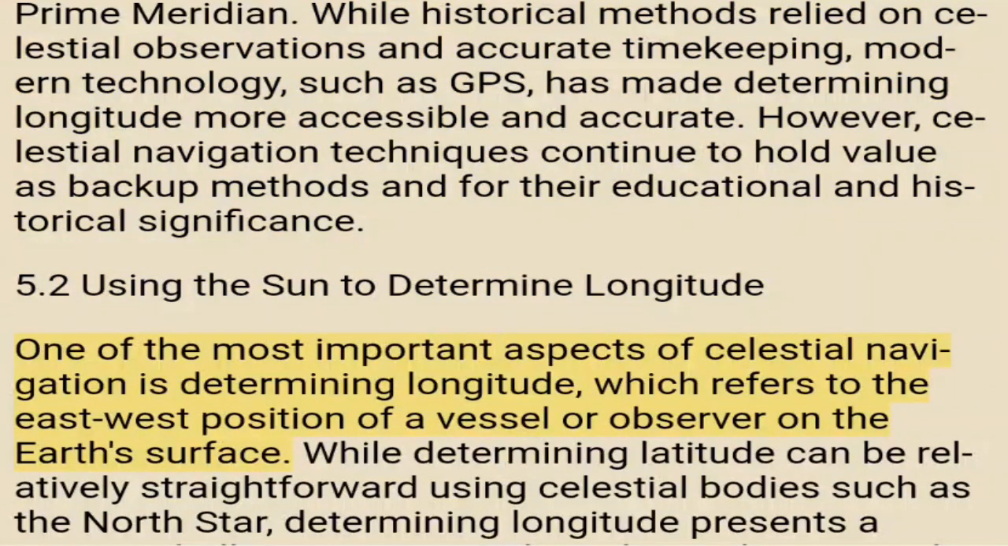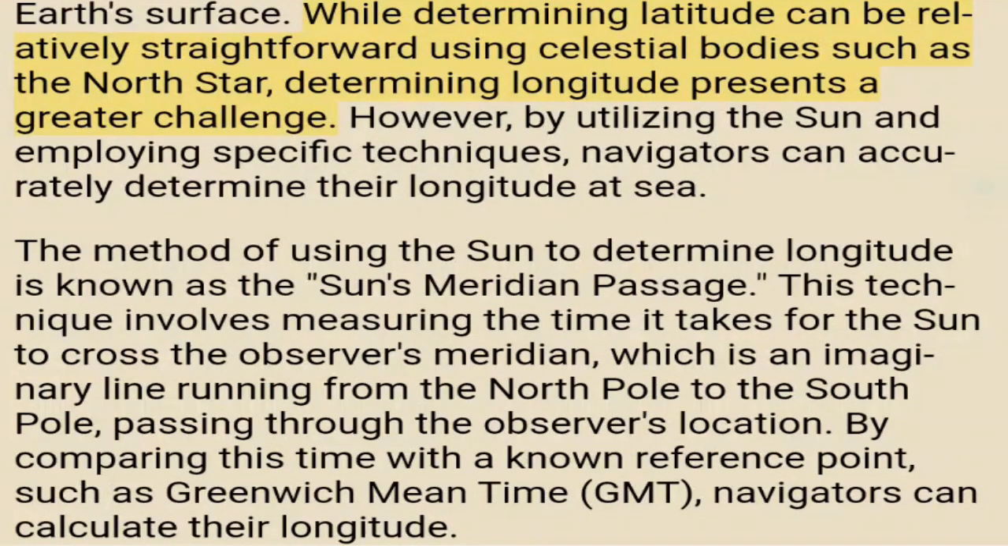5.2 Using the Sun to determine longitude. One of the most important aspects of celestial navigation is determining longitude, which refers to the east-west position of a vessel or observer on the Earth's surface. While determining latitude can be relatively straightforward using celestial bodies such as the North Star, determining longitude presents a greater challenge. However, by utilizing the sun and employing specific techniques, navigators can accurately determine their longitude at sea.